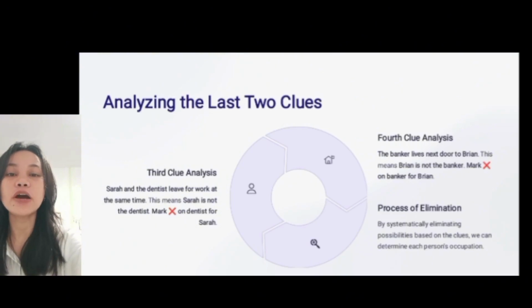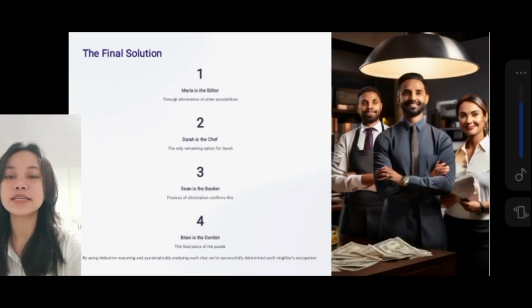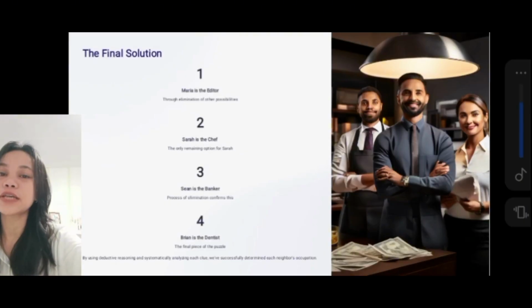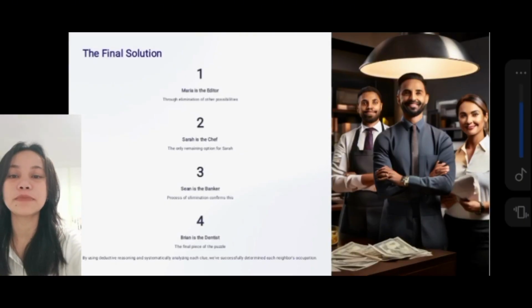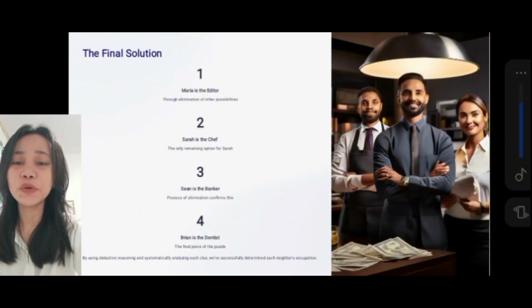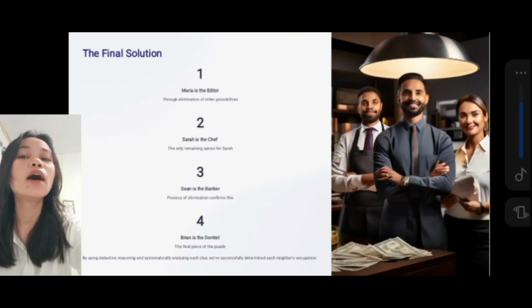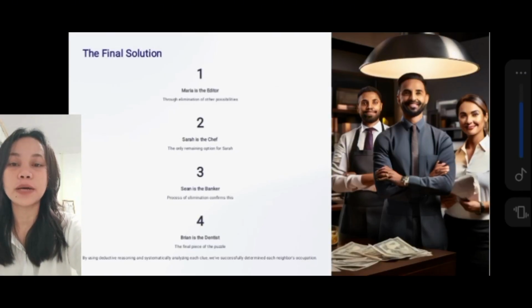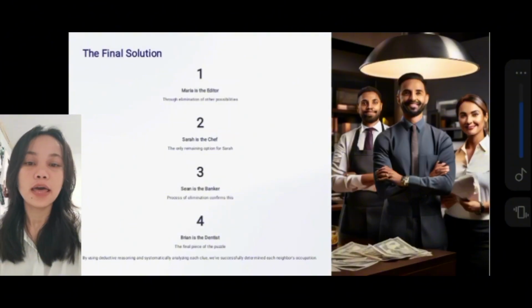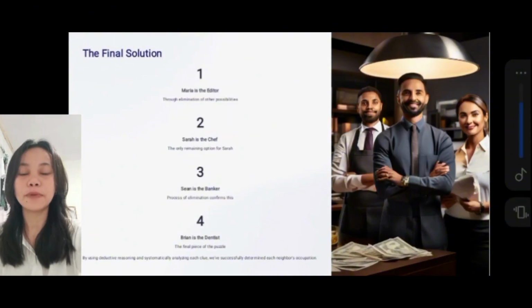So using our logic grid, we see that Maria is the editor, Sarah is a chef, Sean is a banker, and Ryan is a dentist. So that's all. I hope you understand how to use deductive reasoning to solve a logic puzzle. And also, that's all for my part.